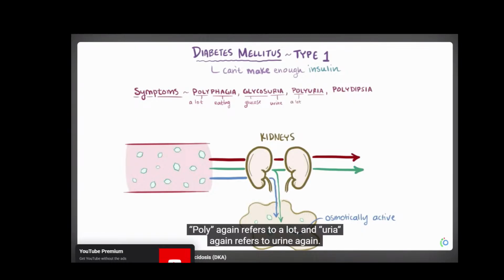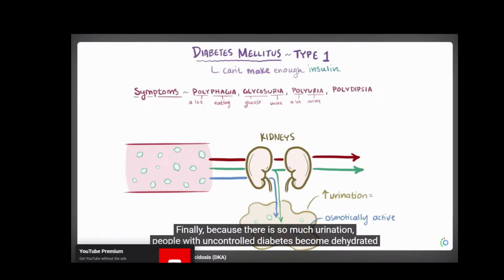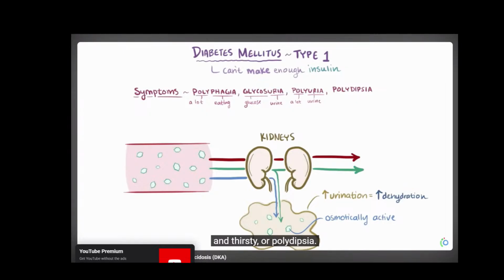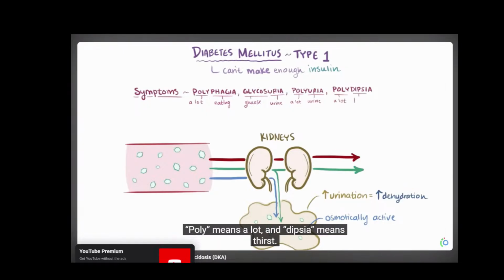Poly again refers to a lot, and urea again refers to urine. Finally, because there's so much urination, people with uncontrolled diabetes become dehydrated and thirsty, or polydipsia. Poly means a lot, and dipsia means thirst.